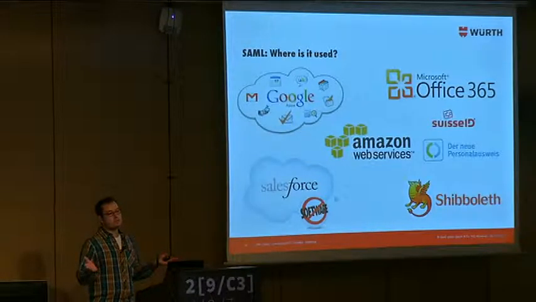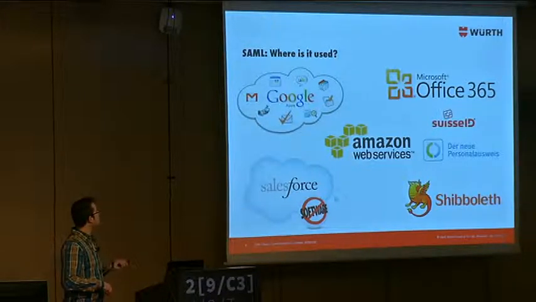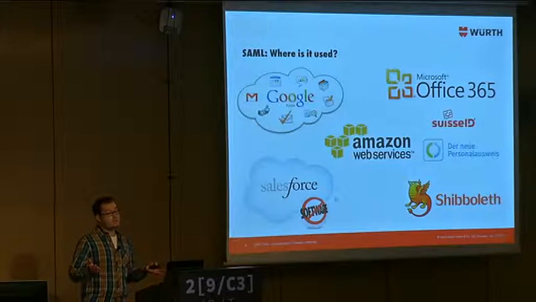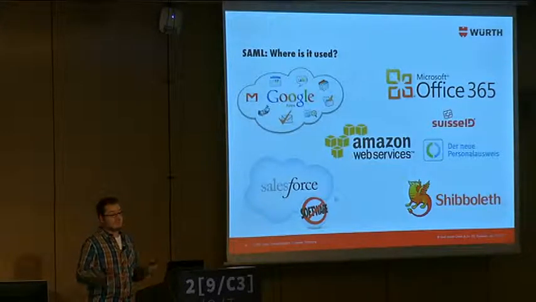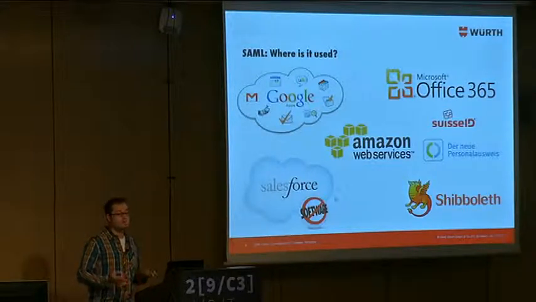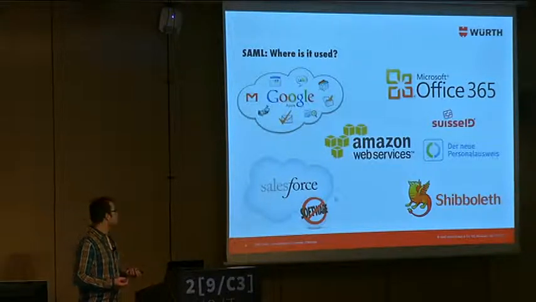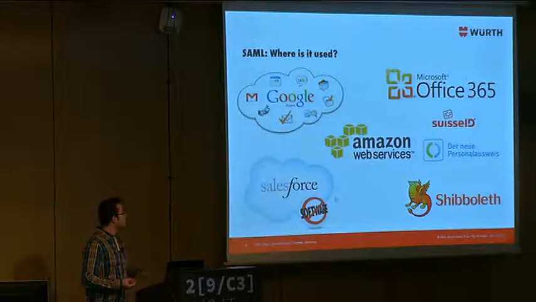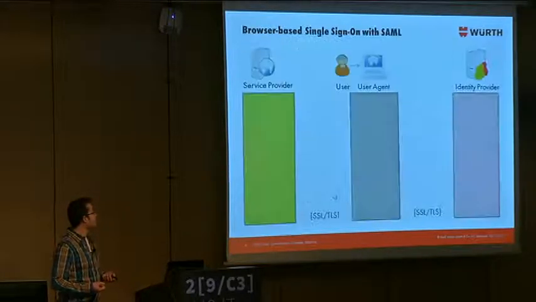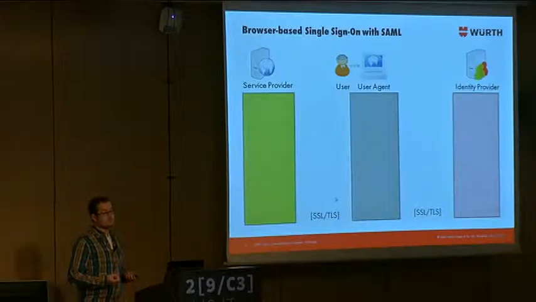So, where is SAML used? SAML is very widespread, and as you can see on the top left, it is used by Google Apps and also by Microsoft Office 365. The new eID cards, like the German Neue Personalausweis or the Swiss counterpart SwissID, also facilitate SAML. Also, Salesforce, the leading cloud-based customer relationship provider, uses SAML, and additionally Amazon uses it to secure its web services for EC2.